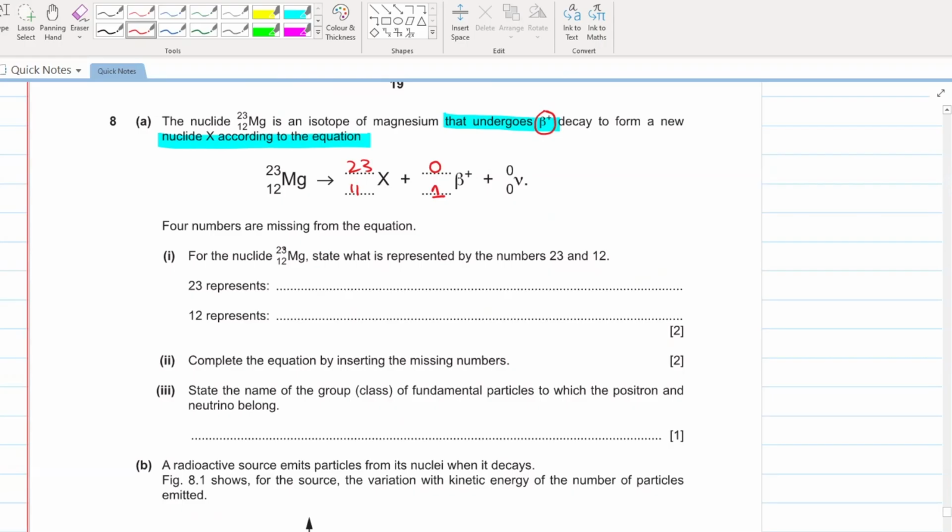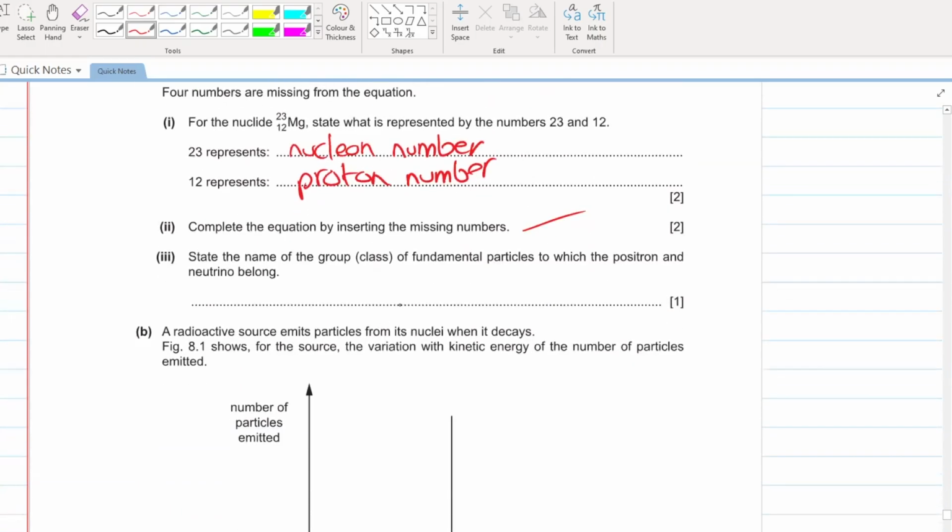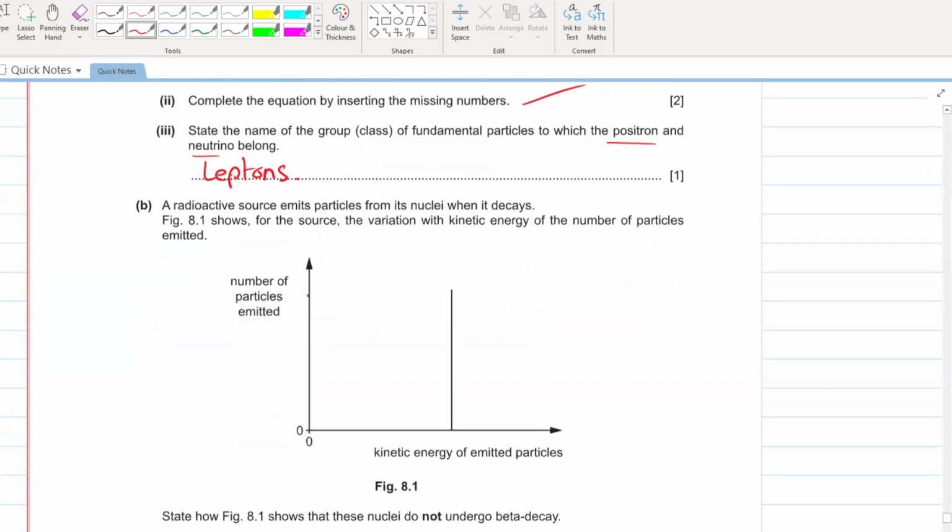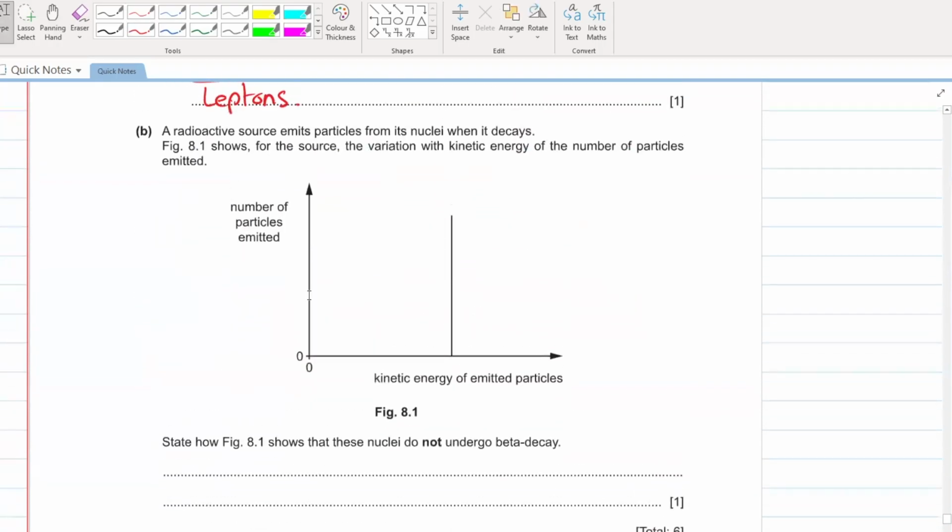Perfect. For the nuclide 23, 12 magnesium, state what is represented by 23 and what is represented by 12. See how the examiner gives marks. 23 is what? Nucleon number. A very easy way to gift you 2 marks. What is 12? Proton number. What is the next part? Complete the equation. We have done that. State the name of the group or class of fundamental particles to which positron and neutrino belong. Leptons. Leptons involve what? Positron and neutrino. Perfect. Look at the last question, then we end this paper.